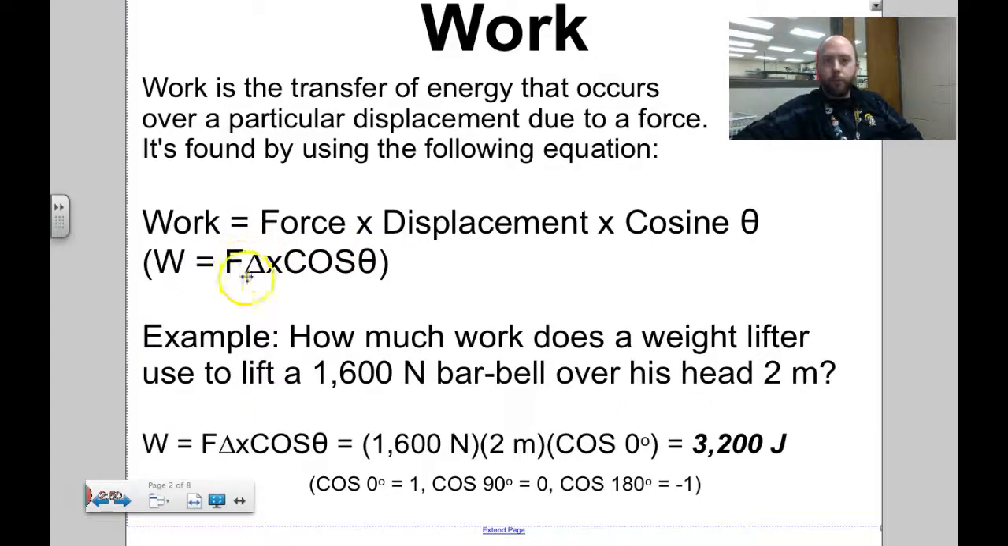Remember, this is the symbol for displacement. It's the change in position of something. This was covered back in motion. This is unit 4 for us. Not sure if you came from Mr. Wilson, what unit that was in.